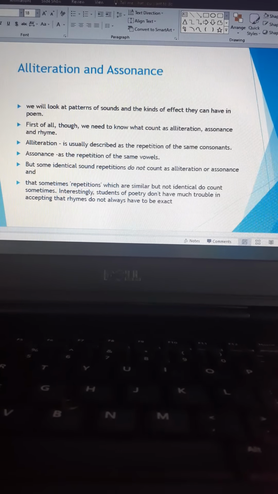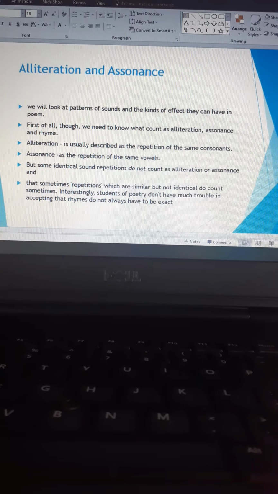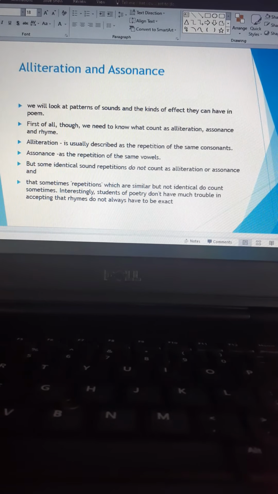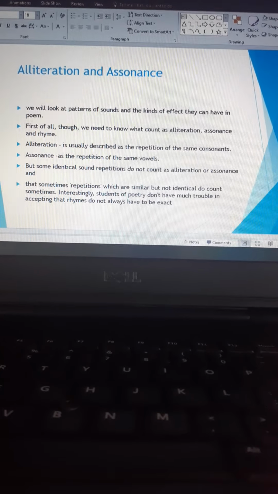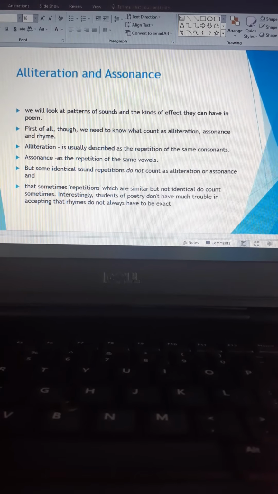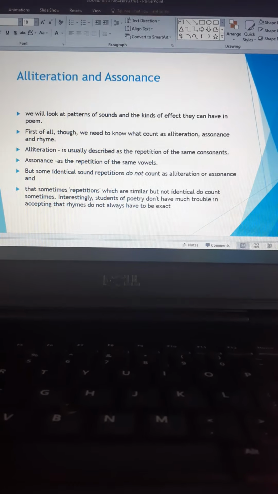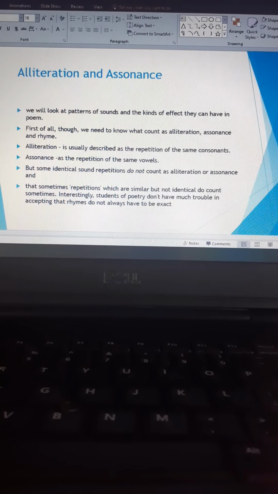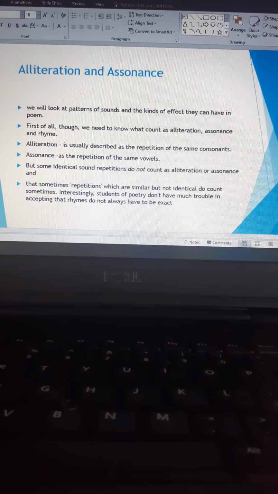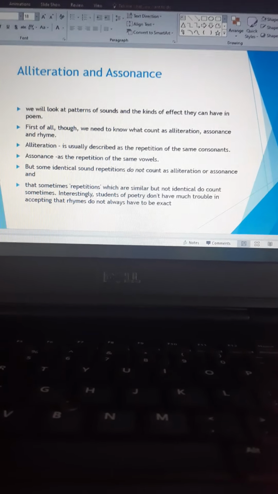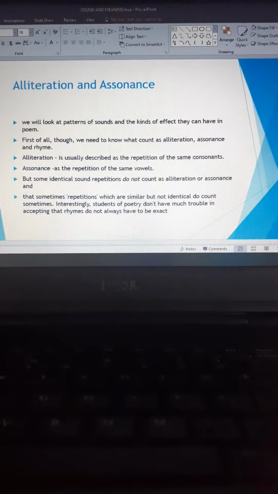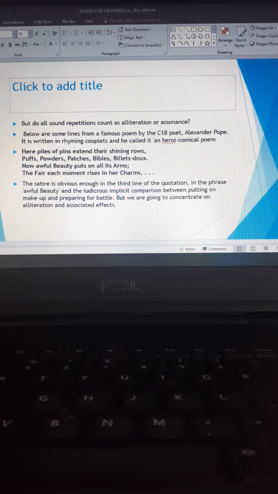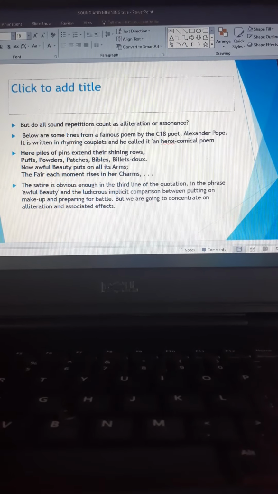But some identical sound repetitions do not count as alliteration or assonance, and sometimes repetitions which are similar but not identical do count. Interestingly, students of poetry don't have much trouble accepting that rhymes do not always have to be exact. But do all sound repetitions count as alliteration or assonance?